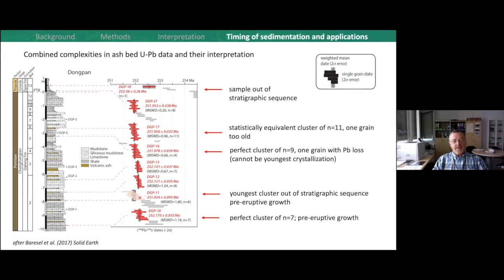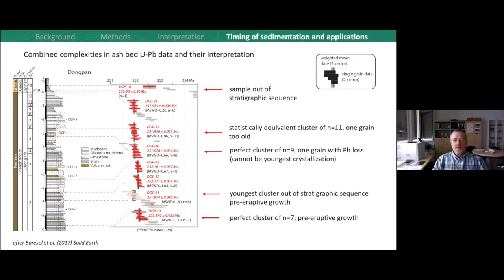So we should take the youngest cluster because it would date the sediment, or best approximate the sedimentation, but it's too young. It's also, again, out of stratigraphic sequence. But if we did not have the stratigraphy, we would probably take this. And this is again too old. But this is all very subjective. You realize how much subjective assessment is in the interpretation of these high precision data.